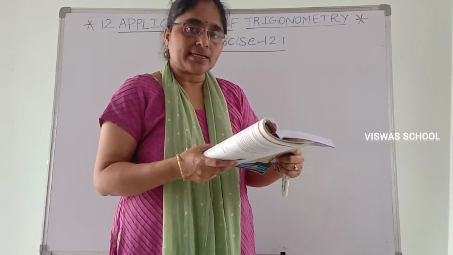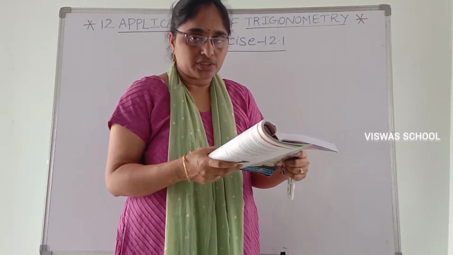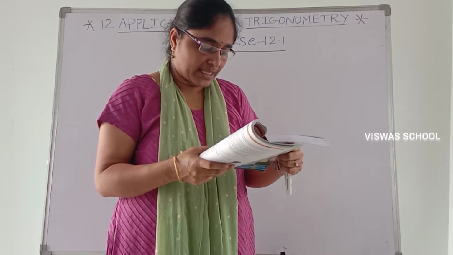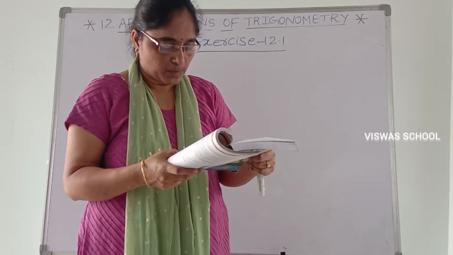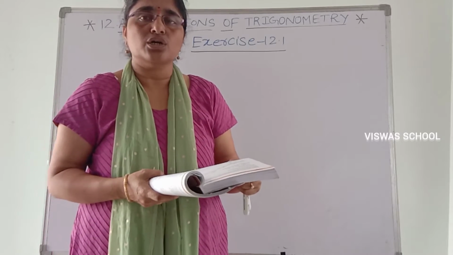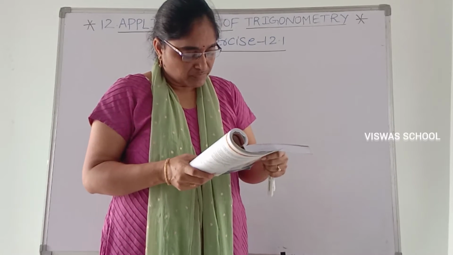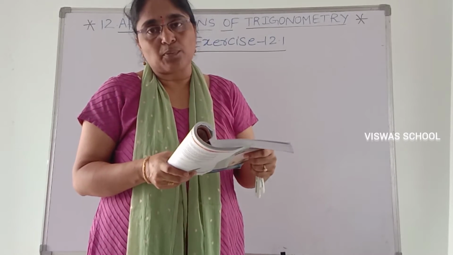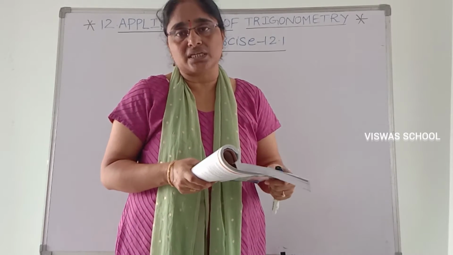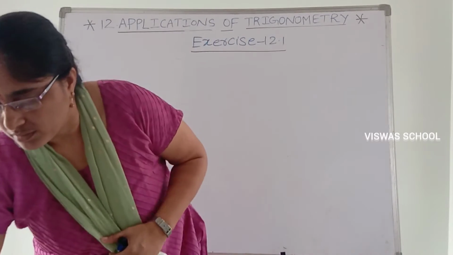You want to erect a pole of height 10 meters with the support of 3 ropes. Each rope has to make an angle of 30 degrees with the pole. What should be the length of the rope? Here we want to find the length of the rope. And here we want to erect a pole of height 10 meters with the support of how many ropes? 3 ropes.